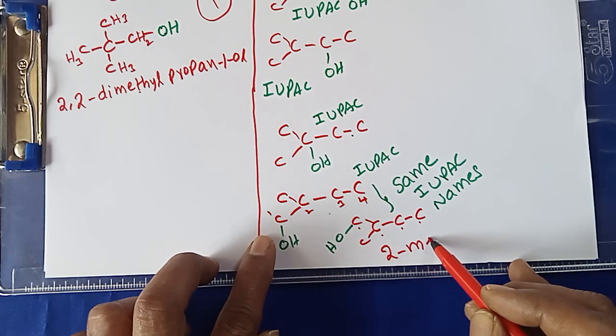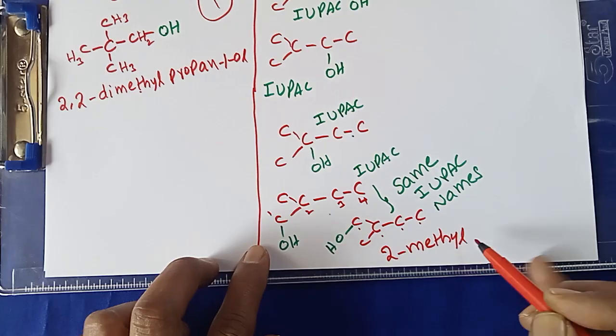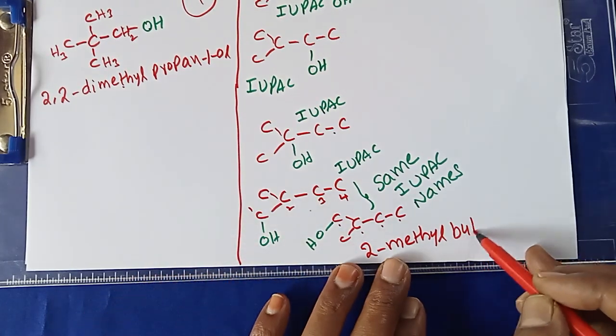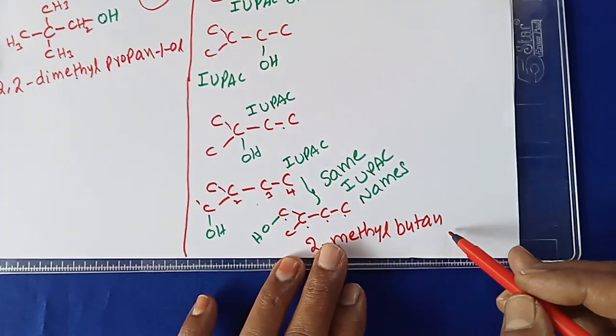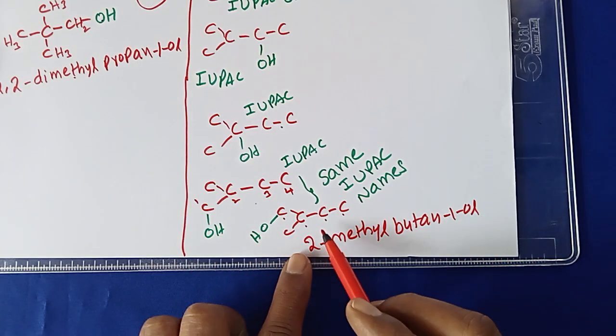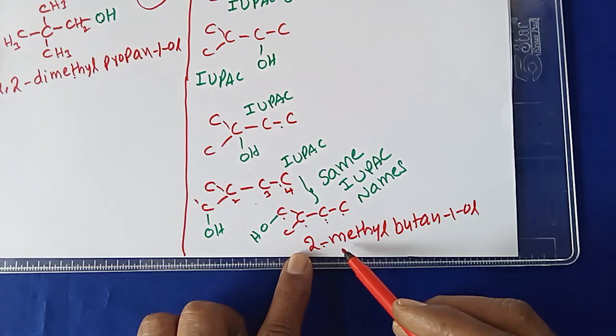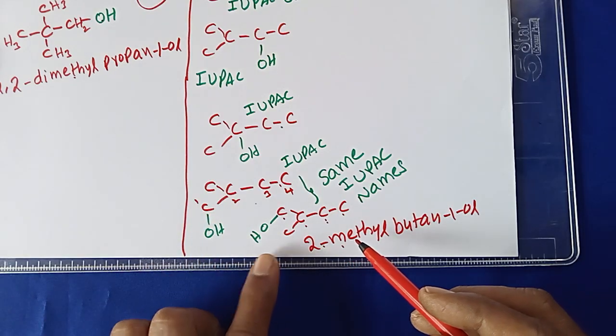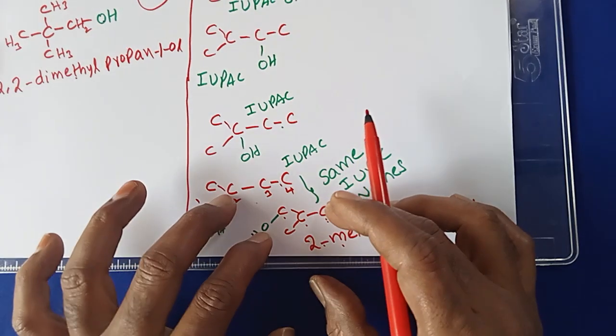2-methyl butane. What, tell me? Alcohol at 1 carbon, 1-ol. This name for this one, same IUPAC name. So IUPAC name same means these two are same.